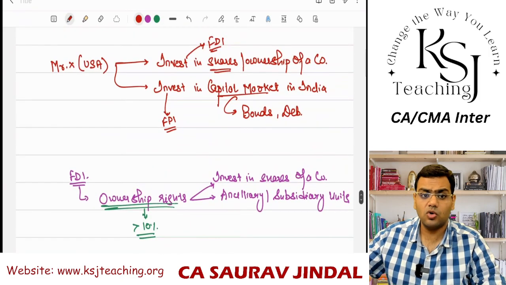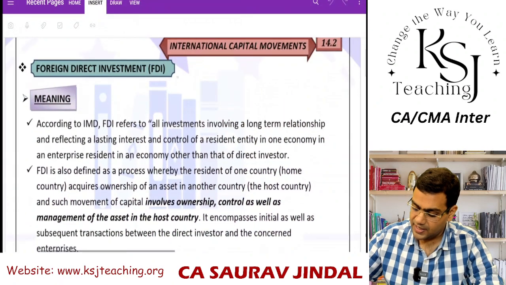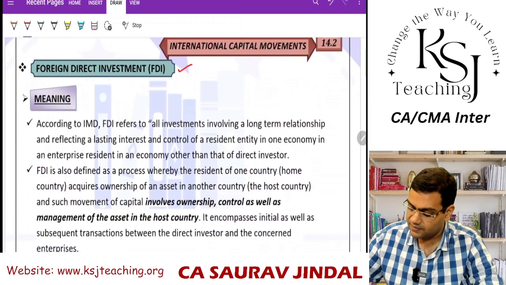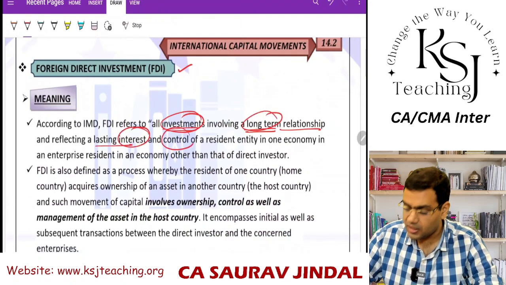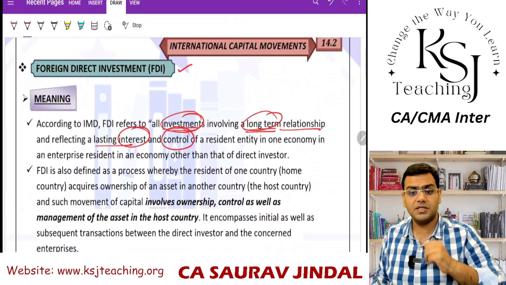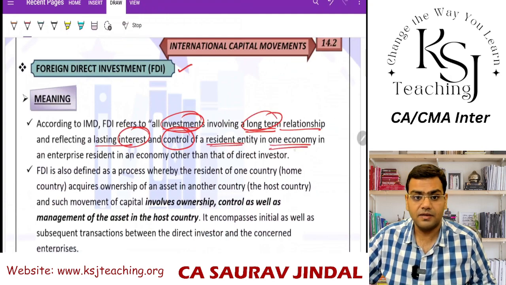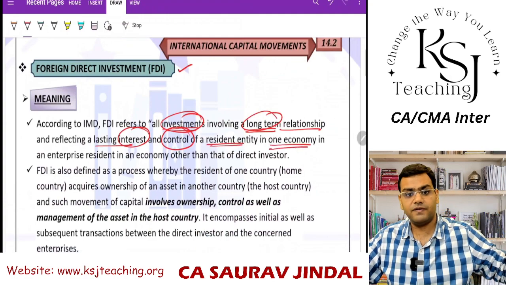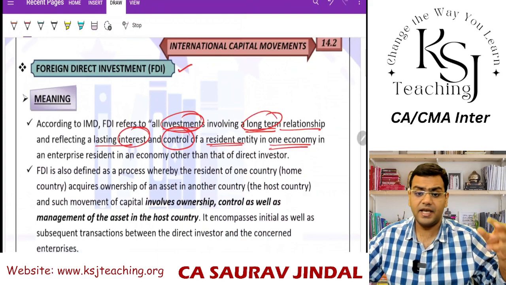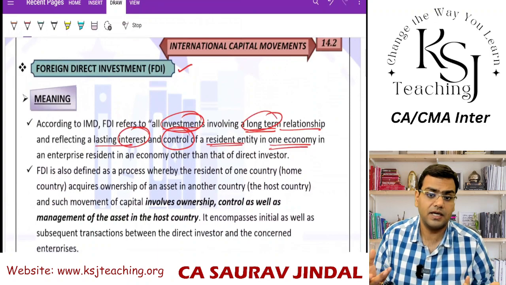I've given you just the overview of what is FDI and what is FPI. Let's see now the foreign direct investment. According to the IMF, FDI refers to all the investments involving a long-term relationship and reflecting a lasting interest and control, right? When you are getting the ownership, you are getting the control of the business, sir. Of a resident entity in one economy. Mr. X, a resident of USA; an entity can be an individual, a government, or any business setup also, right?